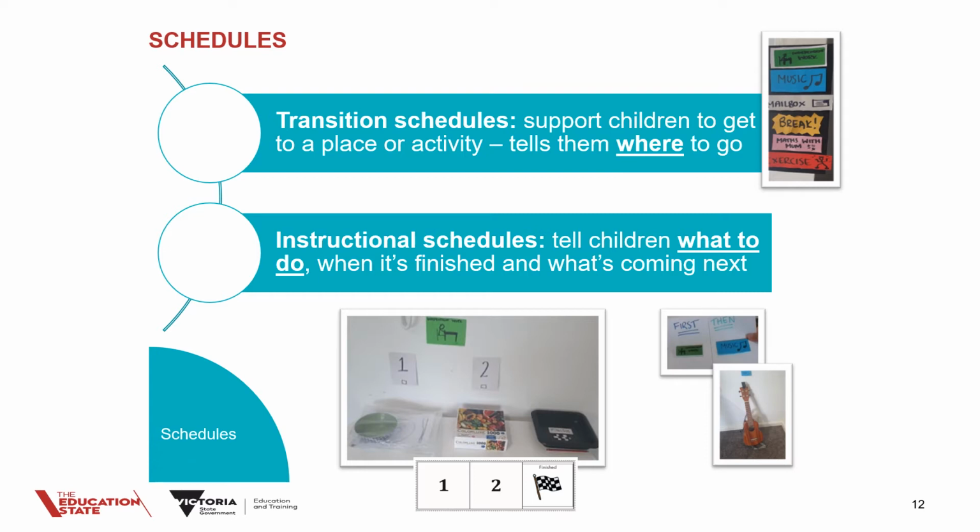The second schedule is an instructional schedule. This tells children what to do within those spaces. And sometimes it also tells them when it's finished and what might be coming next. So for example, on your screen you'll see within that independent workstation, the child has to do task 1, they have to do task 2, then independent work is finished, and then they're ready to transition to music.